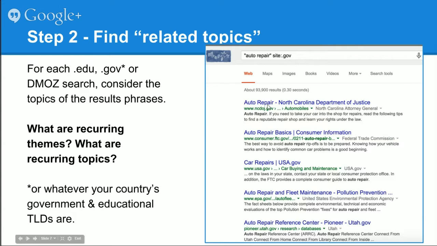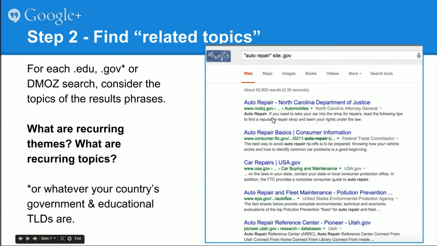So look at the second one, auto repair basics, consumer information from the FTC. Again, we have consumer protection, which is sort of a two-parted topic, right? There's the law side of it, the legal side, and then there's consumer protection, which is legal also, but I would still split those two things out to just do queries around them.